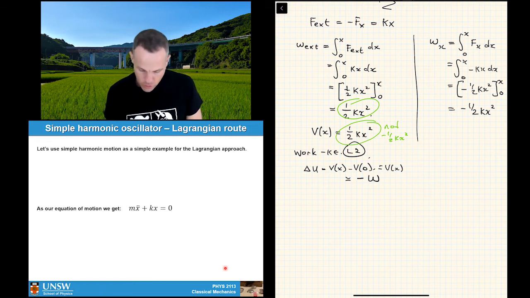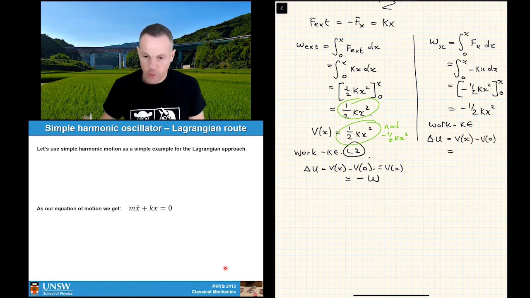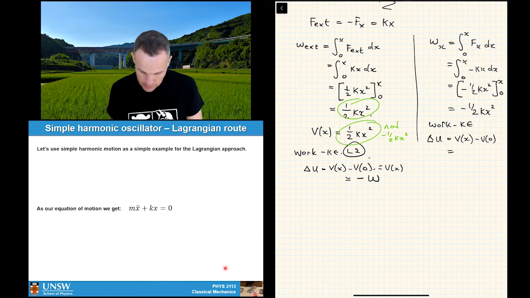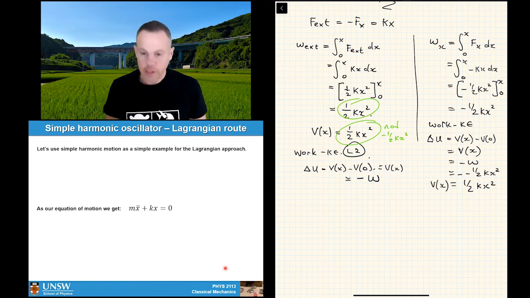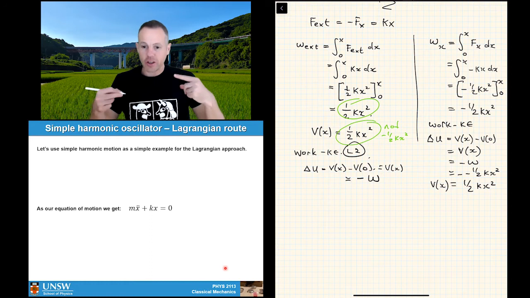And then, of course, you use your work KE theorem to go, change of potential energy is going to be Vx minus V naught. We know that V naught is 0. Potential energy at equilibrium is 0 in this case. We just set it to be, so this is V of x. And this is equal to minus the work. Minus the work is minus times minus a half kx squared, which is just a half kx squared, right? And so this is V of x. And so we've got this without any fudges in signs, okay?